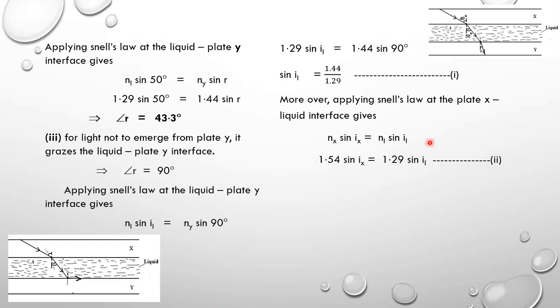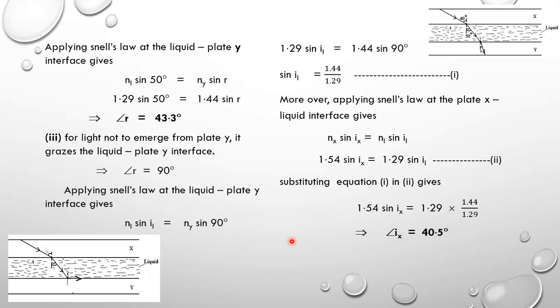But from equation 1, we know that sine of IL is 1.44 divided by 1.29. So if we replace that, we shall get this. Then 1.29 will cancel with 1.29, this and that. Then we shall have sine of Ix is equal to 1.44 divided by 1.54. And then we shall get our Ix as 40.5 degrees, which implies that the minimum angle of incidence for which the ray will not emerge from Y is 40.5 degrees.